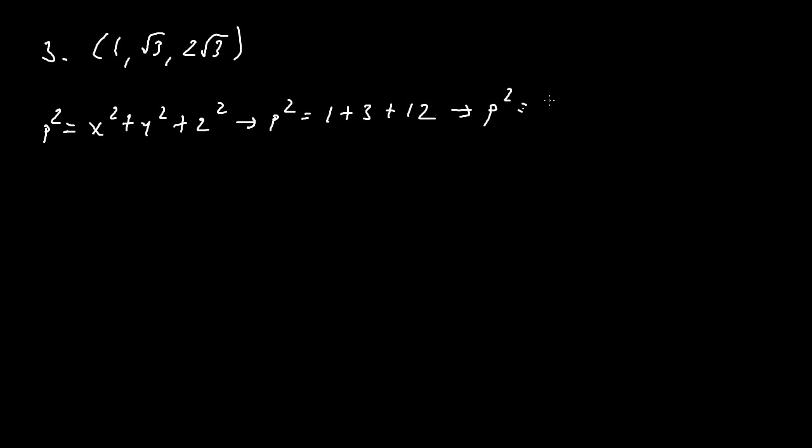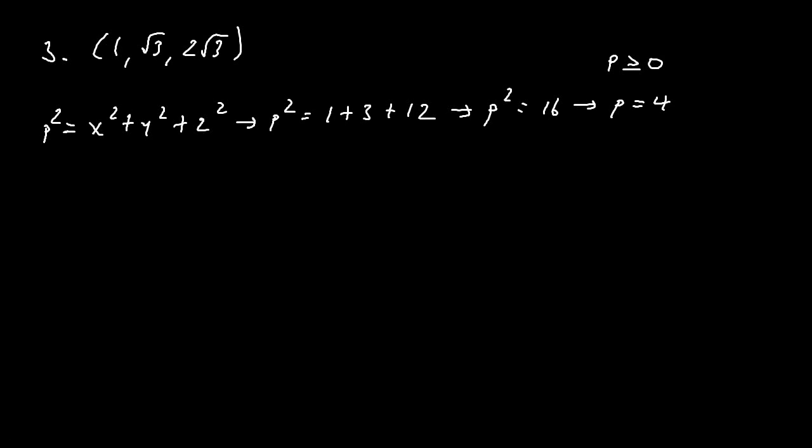So now for number 3, let's say we're given a rectangular coordinate and we're trying to change it to spherical coordinates. So the first equation I would use is rho squared equals x squared plus y squared plus z squared. So in this case, rho squared will equal x squared, which is 1, plus y squared, which is 3, plus z squared, which is 4 times 3, and that's 12. So rho squared will equal 4 plus 12, which is 16, so rho will be 4. Remember that rho always has to be greater than or equal to 0. So 4 is obviously greater than or equal to 0, so that will be our rho value.